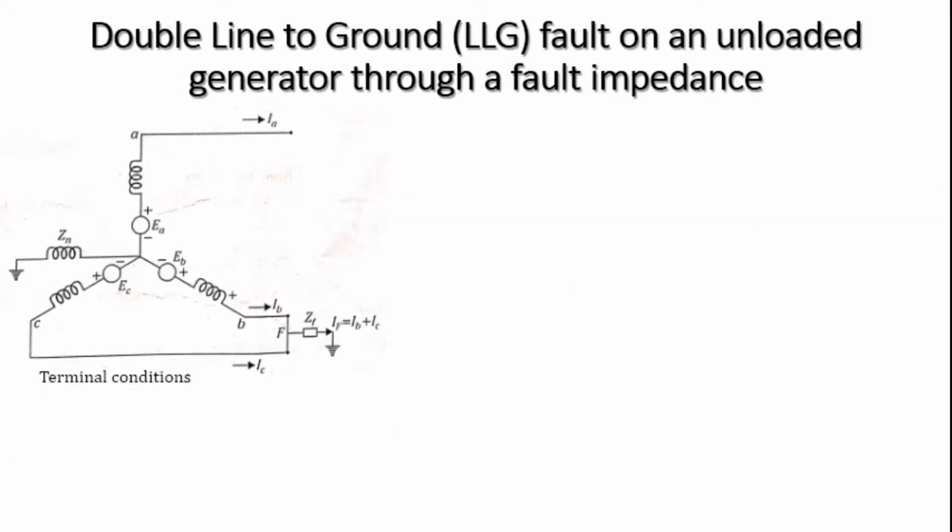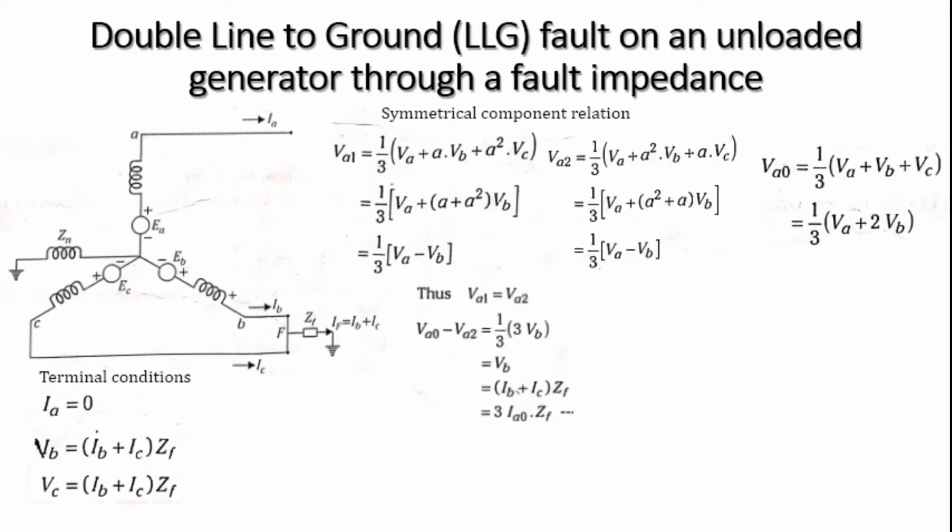Okay, so Va0 is equal to Va0 minus Va1, which can be written as (Ib plus Ic) into Zf. So this can be written as 3 into Ia0. So this value means, for the circuit, 3 times Ia0, which we are going to prove during the expression for the fault current.